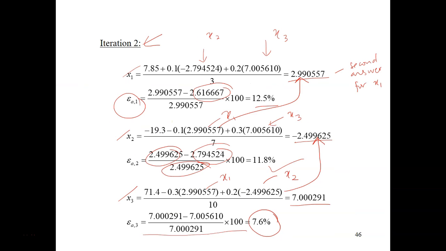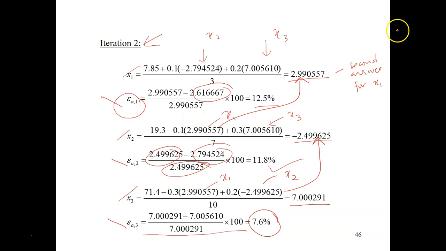Alright, so you can move on to the third iteration, the fourth iteration, the fifth iteration. Provided that you calculate your EA after each calculation of the x, because you need to know when to stop your calculation, how many iterations you have to do. So it all depends on the EA.